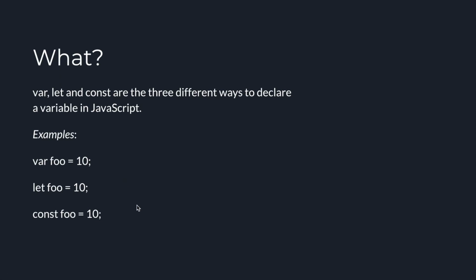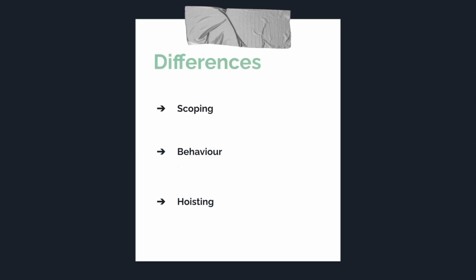Let and const were introduced in the ES6 version in 2015. Prior to that, only var was used to declare variables. Why were new methods introduced to declare variables? So there were certain shortcomings of the var keyword due to which let and const were introduced. So we will be discussing all the differences between all three of them in terms of scoping, behavior and hoisting.